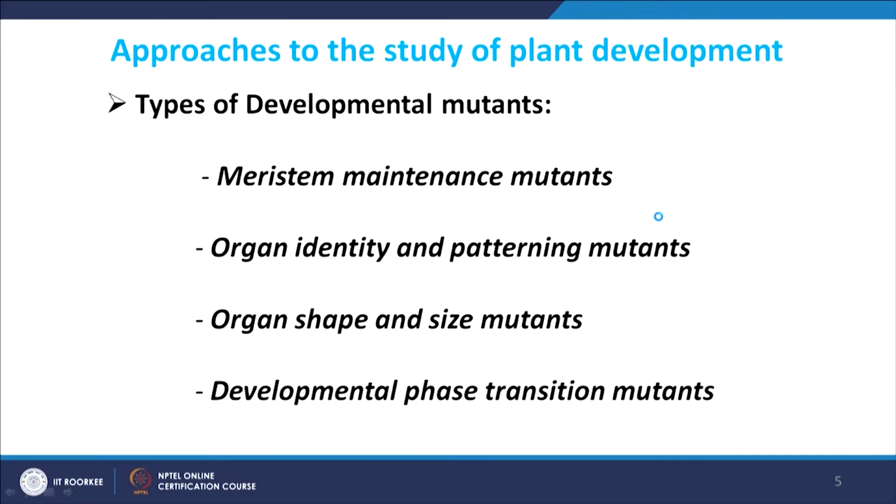The first important thing in any study of plant developmental biology is to fix your biological question. If you recall our previous classes, we have discussed the different developmental events which take place during the process of plant growth and development. Depending on that, you can first choose your question. You can define which aspect of development you want to study. For example, are you interested in studying what are the genetic loci which are responsible for maintaining the meristem?